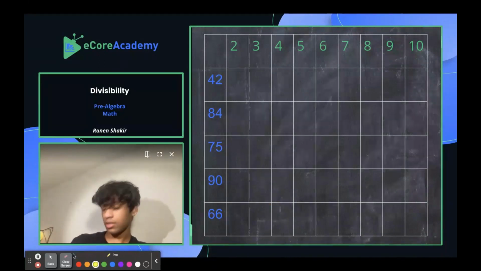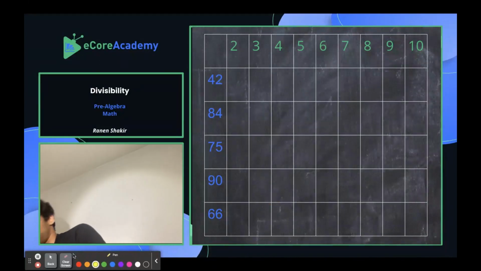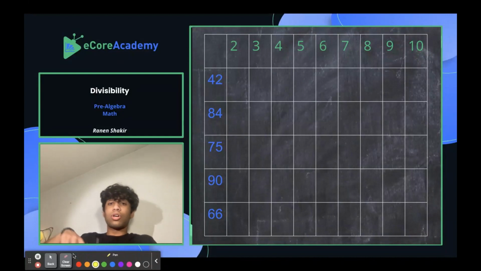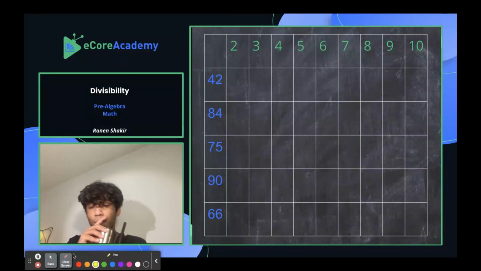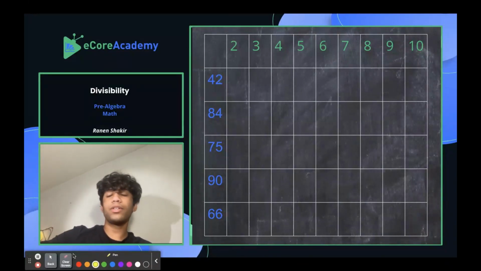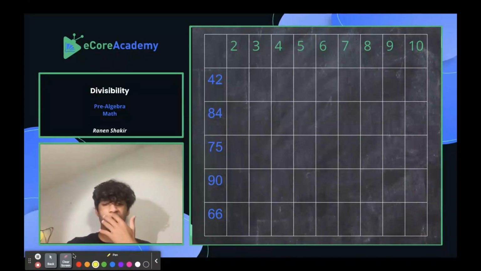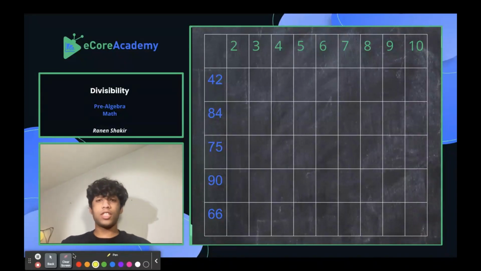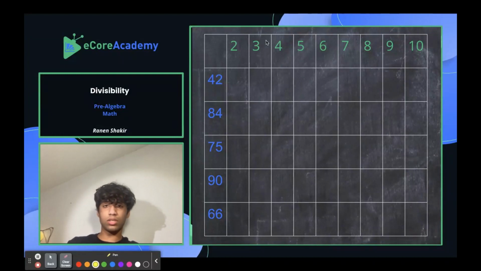Gotta love the practice. So for this practice, it's a little different. It's a chart. So what we're gonna do is we're gonna figure out if these 5 numbers on our left are divisible by all of the rules we just learned. So 2, 3, 4, 5, 6, 7, 8, 9, 10. All right, so let's do this.